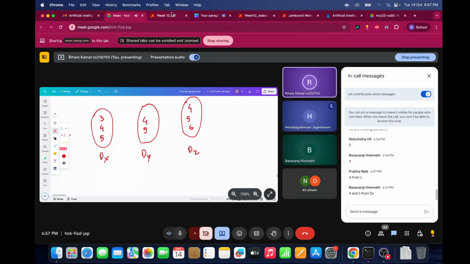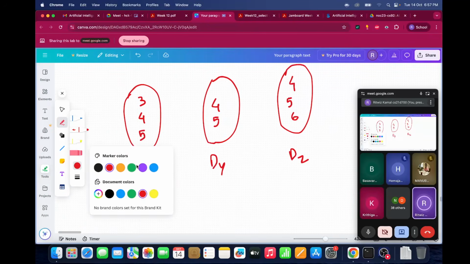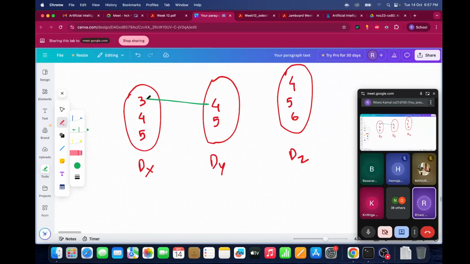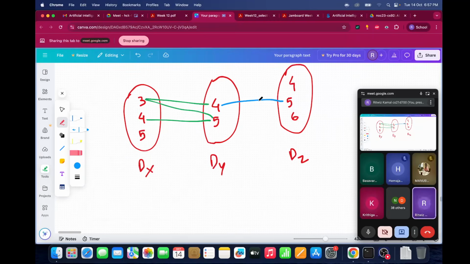So let's try to do that and see whether all these will be removed or not. Okay, so let's use the same color coding. We use green for dx to dy. So 3 will be connected to 4 and 5. Correct? 4 will be connected to 5 only, right? And 5 will not be connected to anything. Similarly, in dy to dz, 4 will be connected to 5 and 6, and 5 will be connected to 6. These are the only arcs that we can draw, right?